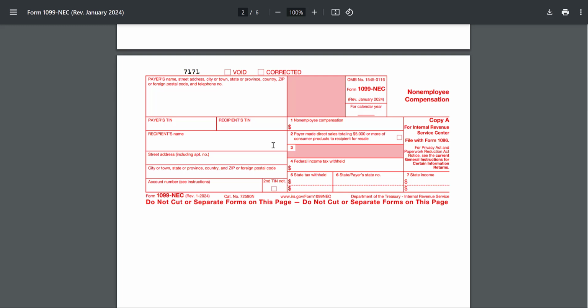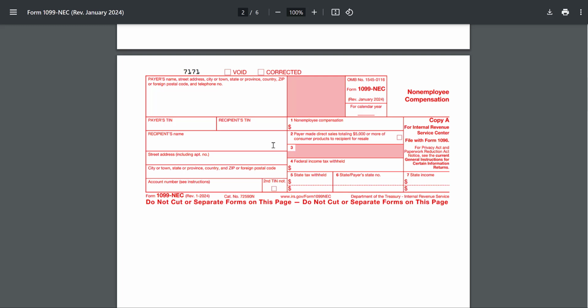1099-Ks are 1099s that are issued by payment processors, like PayPal, like QuickBooks. Those payment processors, if a business does enough processing through that payment processor, they will reach a threshold for 1099-K reporting. That is where PayPal, for example, will send a 1099-K to the IRS and say, this business processed $200,000 worth of payments through PayPal in 2024.